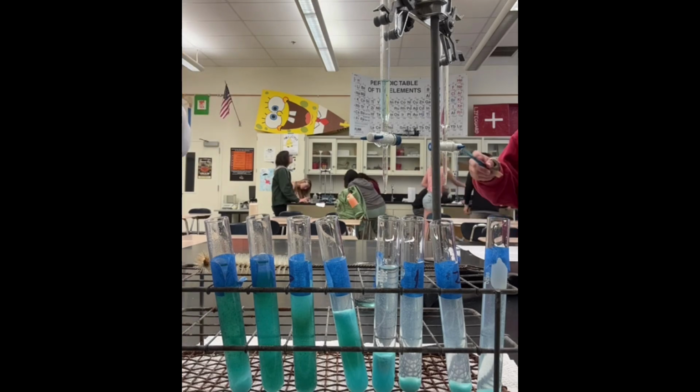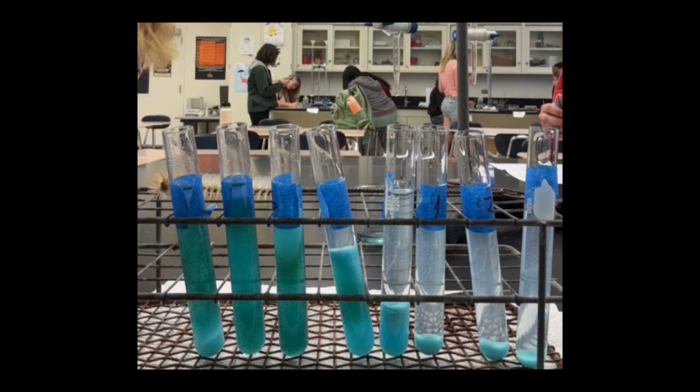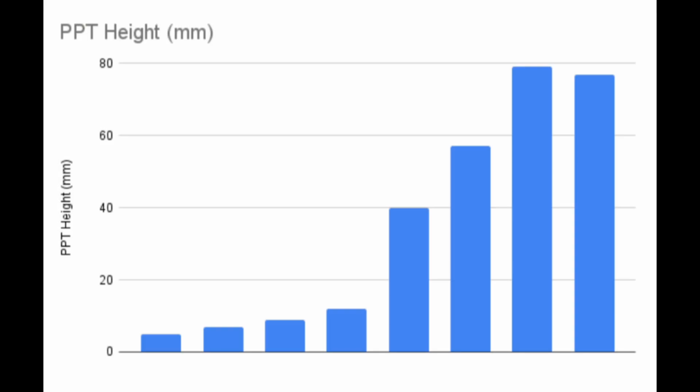In trial 2, we got different results. The trial was less accurate. We performed the same procedure, but during the 15 minutes, we ended up with test tubes 1 through 4 being the same with the light blue powdery precipitate at the bottom, and test tubes 5 through 8 having turned a dark green, almost black color with no precipitate. The leveling off was also less consistent.